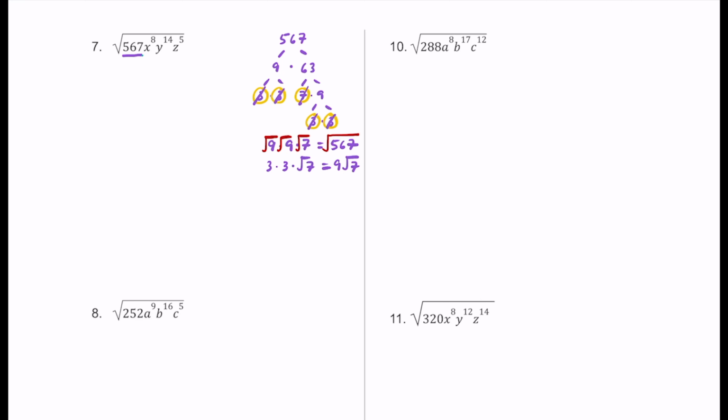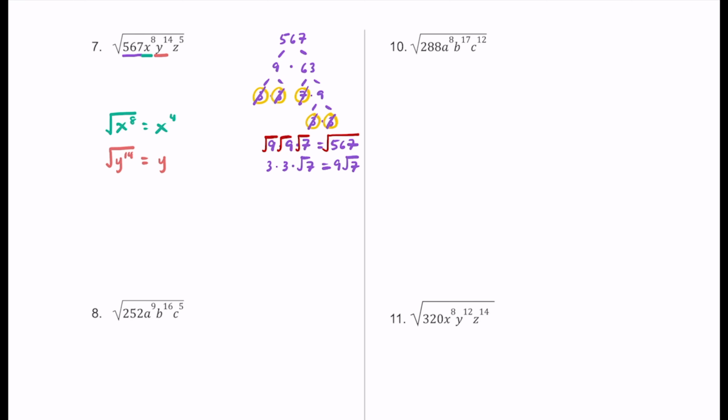Now for this x to the 8th power, the square root of x to the 8th power is just going to be x to the 4th power because it's half of that. Then let's go on to this y to the 14th power. The square root of y to the 14th power, that's also an even exponent.